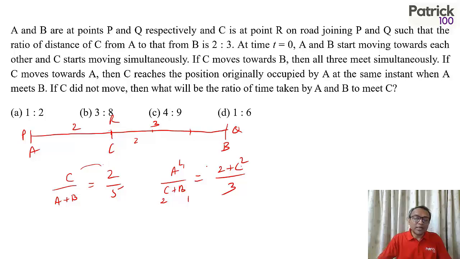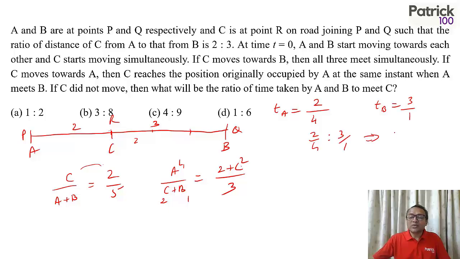We can get the ratio in that case. This satisfies. Now I want the ratio of the time taken by A and B to meet C. So time taken by A is distance of A, that is 2, over speed of A, which we got as 4. And time taken by B is distance 3 and speed of B is 1. So if we take the ratio 2 upon 4 is to 3 upon 1, we will get the ratio as 1 is to 6, which is D option. That's the answer.